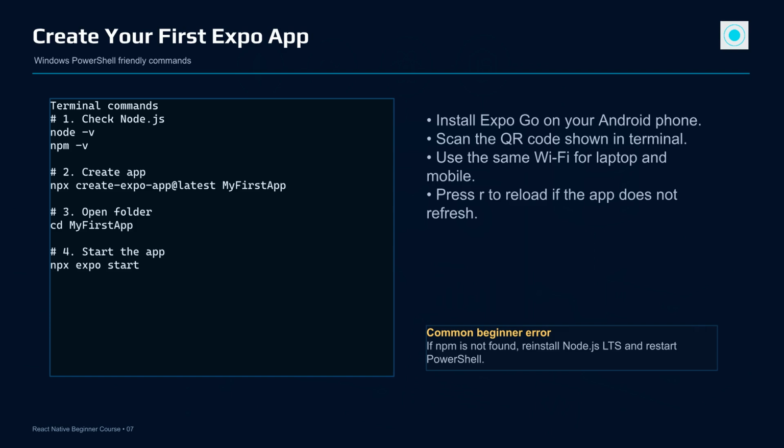Check your Node.js version, create your app using the Expo command, navigate to your folder, and start the development server. Remember to use the same Wi-Fi for your laptop and mobile device, and scan the QR code in your terminal to see your app in action.